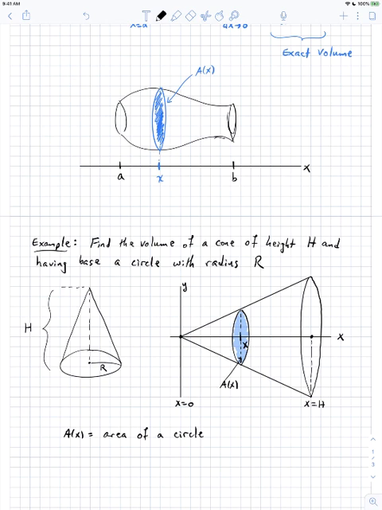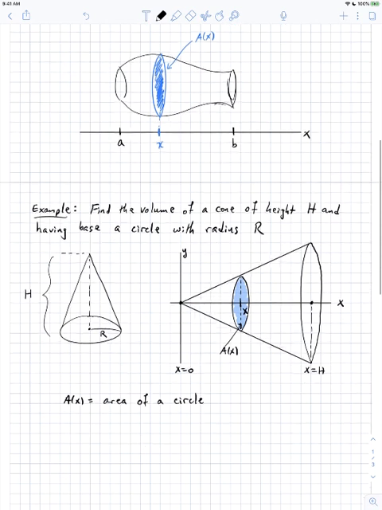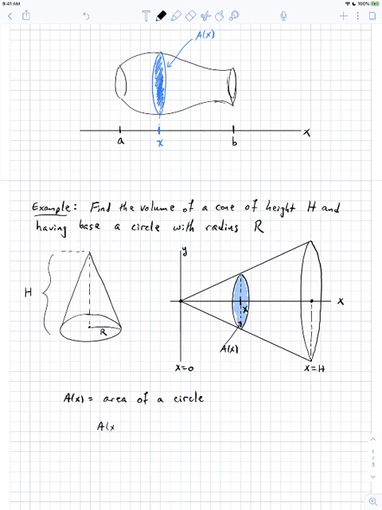A of x is equal to the area of a circle. How do we determine this area of the circle? Well, the area of a circle, of course, is going to be pi times r squared, where r is the radius of the circle. The radius of the circle is this length right here. That's r. Well, notice that that's actually y in this picture, because it's measuring how high above the x-axis it is. But how do we actually determine what this value is?